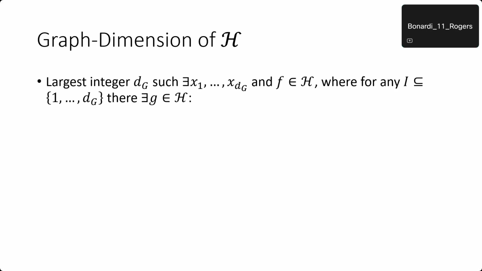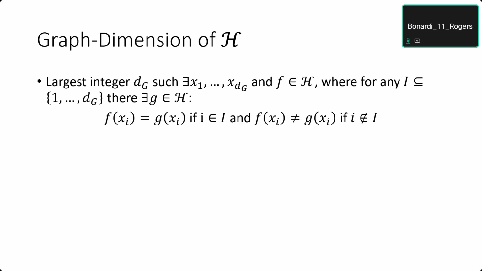So what is that? That is that there exists some integer g and some number of points, and some function f in H such that for every subset in this set of indices, there exists some g which agrees with f within the indices and outside of the indices disagrees.